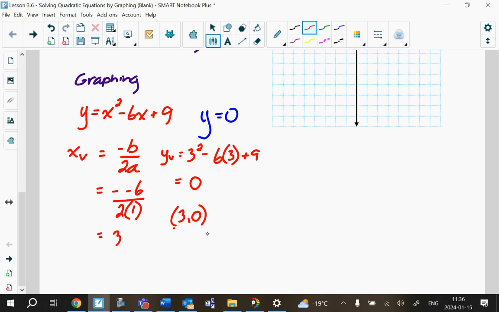Does it open up or down? It opens up. Why does it open up? Because it's positive in front of the x squared. Is it regular or is it stretched? It's only stretched if there's a number in front. So up, up.